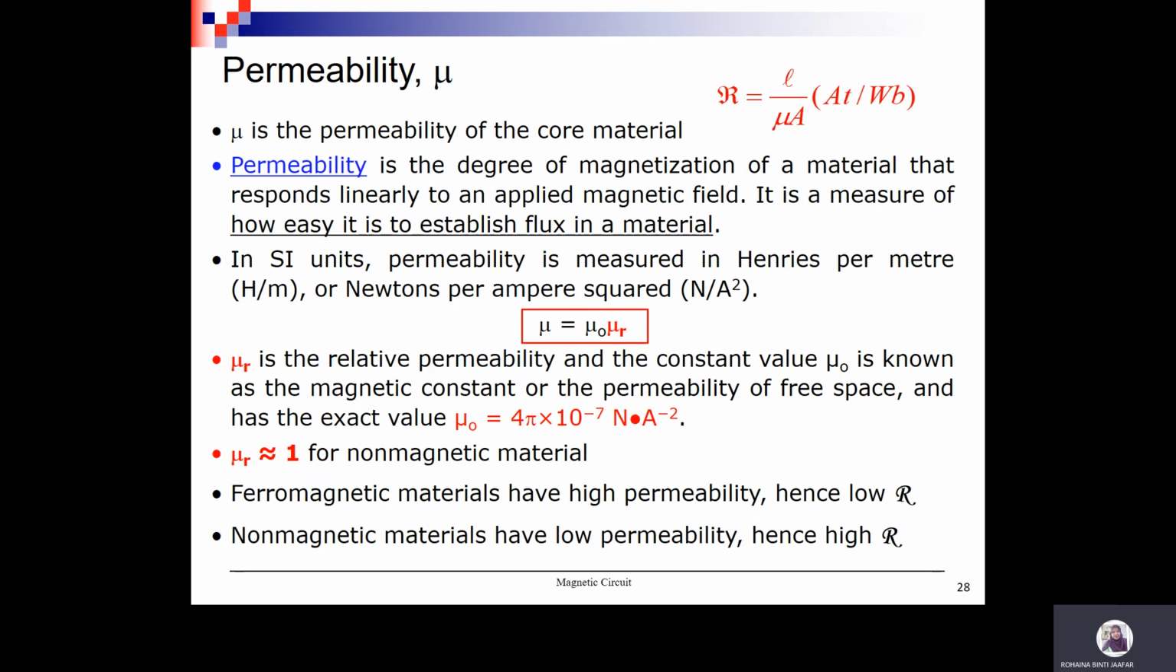So this is the explanation on permeability. For the permeability of free space or air gap, we use mu naught. The value of mu naught is constant. And then mu r depends on the material used for your magnetic core. So mu equals mu naught times mu r. Ferromagnetic materials have high permeability, hence low reluctance. If you refer to this formula, it proves this statement. Non-magnetic materials have low permeability. So once your permeability is low, your R will be high.